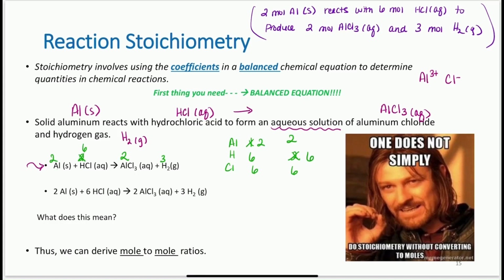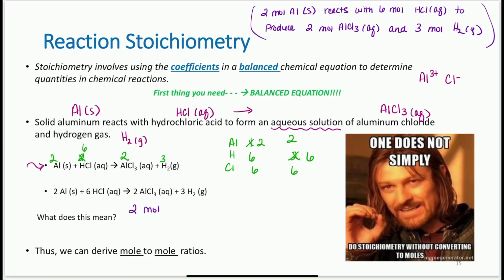It also means that if I just had individual atoms, 2 atoms of solid aluminum have to react with 6 atoms of hydrochloric acid, and that will produce 2 atoms of aluminum chloride and 3 molecules of H2. From this, we can derive those mole-to-mole ratios. So again, rewriting what I wrote above, let me put it into words, because I know sometimes students like to see the full words instead.